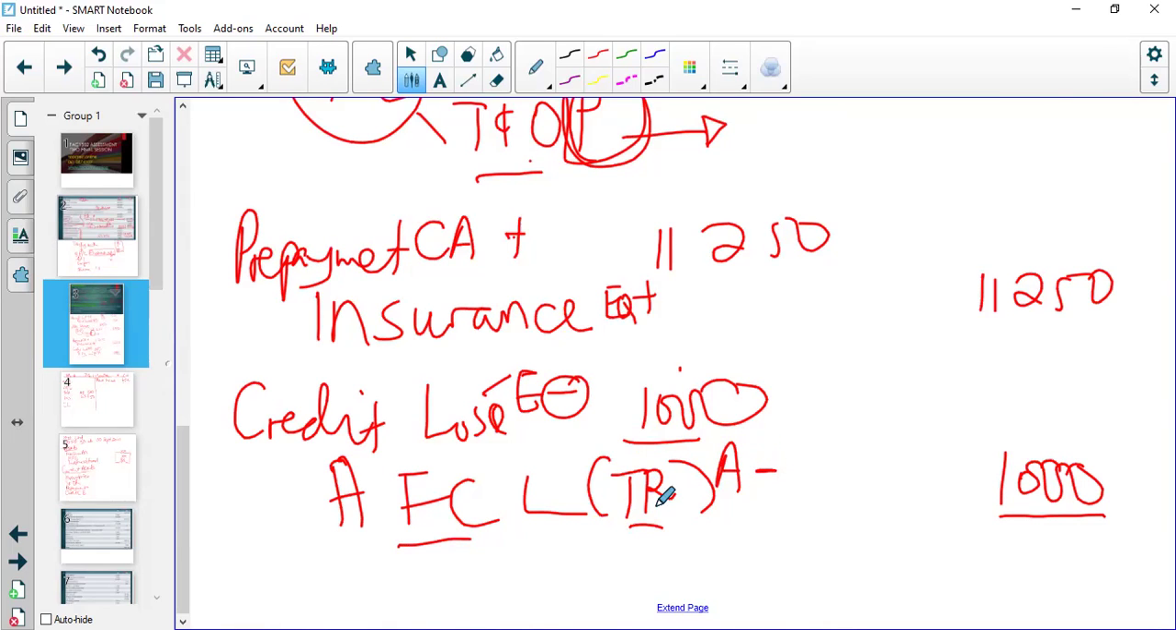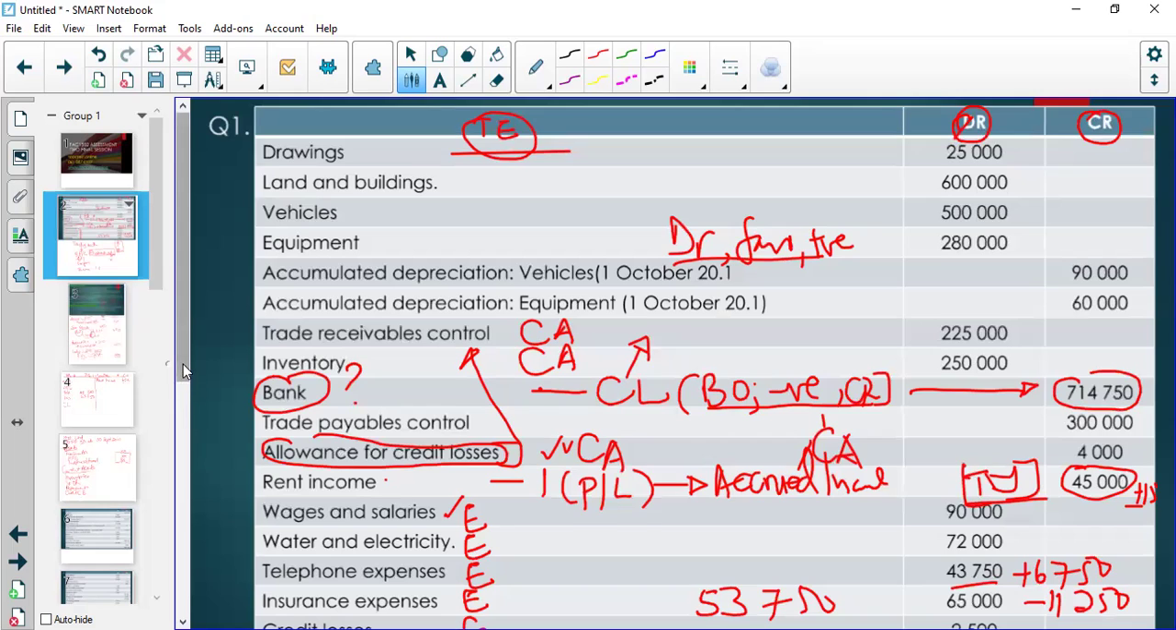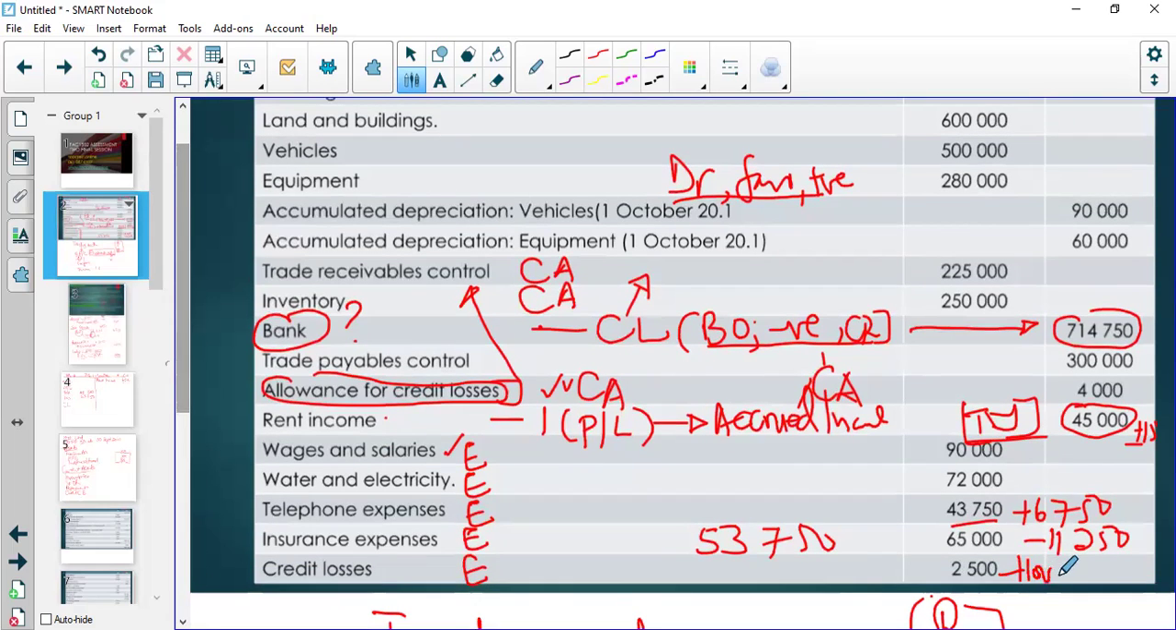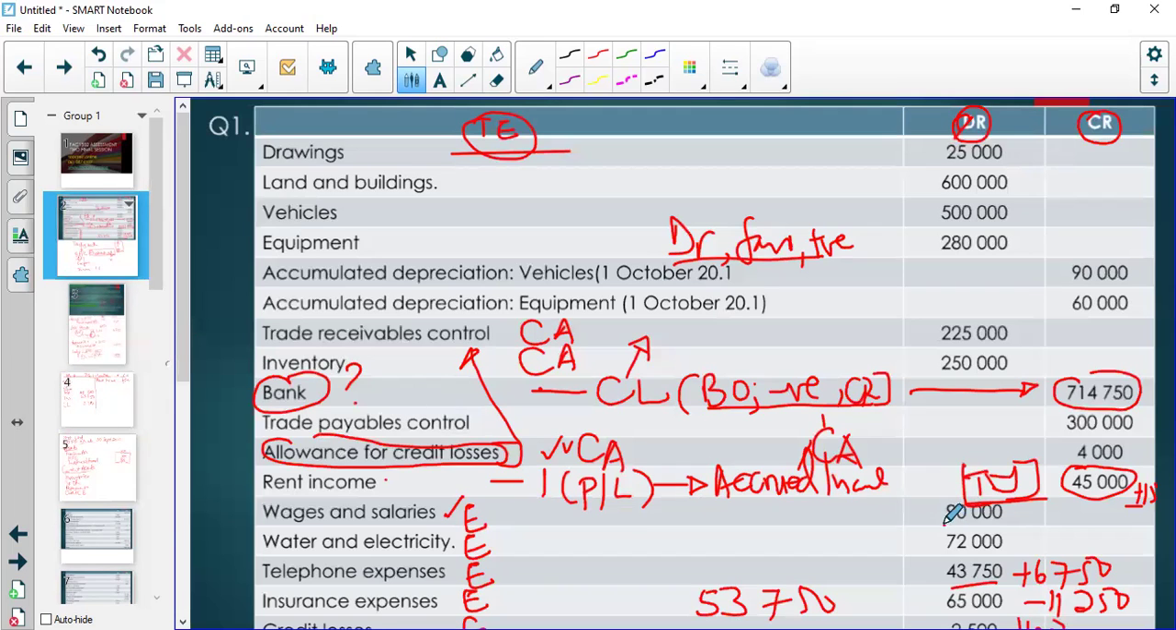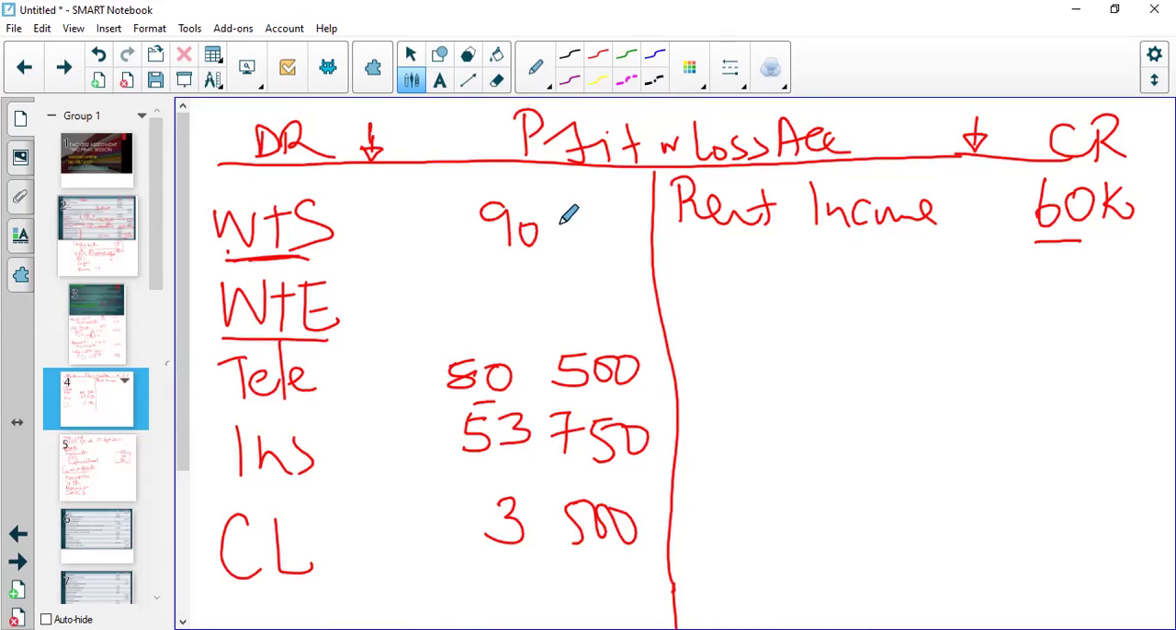So our credit losses here is going to be plus an additional 1,000. So now that becomes 3,500. So we come here, I'm going to write 3,500. Brilliant. Now, wages and salaries, and water and electricity, they didn't receive any adjustment. So I'm just going to take them as they are, 90,000 and 72,000.